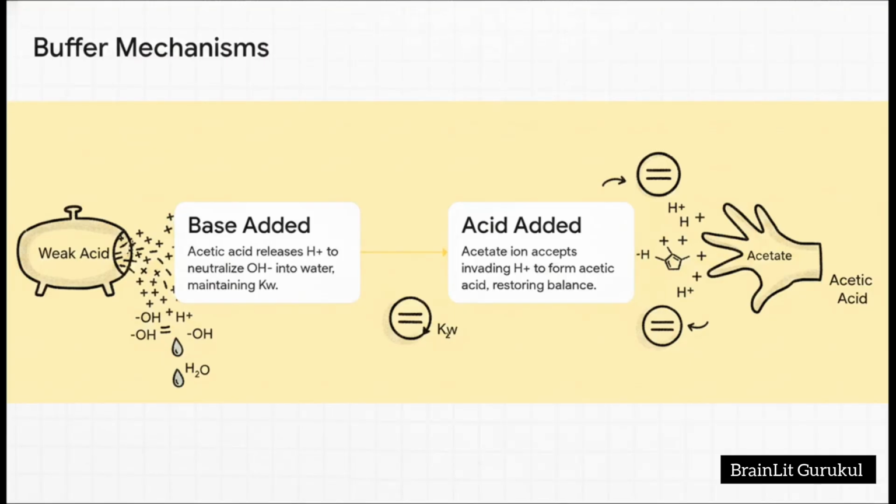Let's observe the microscopic battle that happens when an invader shows up. Think of the weak acid, in this case acetic acid, as this massive reservoir of protons. In step 1, when an invader, like a strong base containing OH- enters the system, the acetic acid essentially opens the floodgates. It releases H+ to neutralize that OH- right into harmless water, adapting the equilibrium to maintain the water constant Kw. On the flip side, in step 2, if an acid is added, the conjugate base, the acetate ion, steps right up. It accepts those invading H+ protons to form more acetic acid, completely restoring the balance. It's this constant, brilliant dance of give and take.